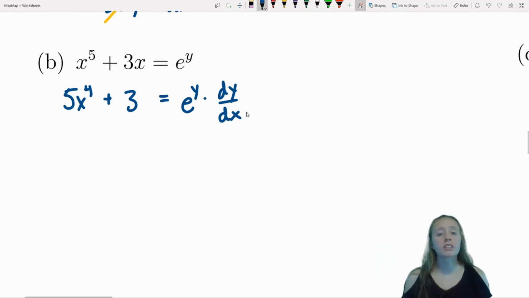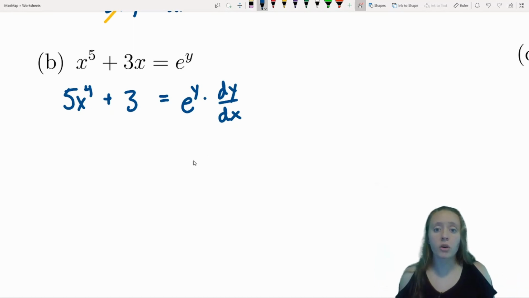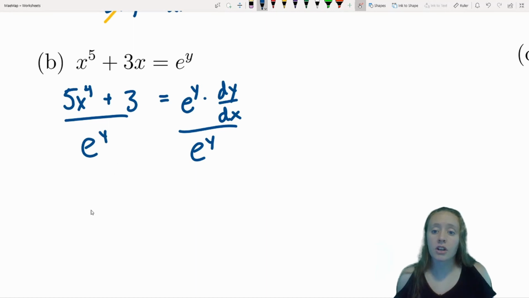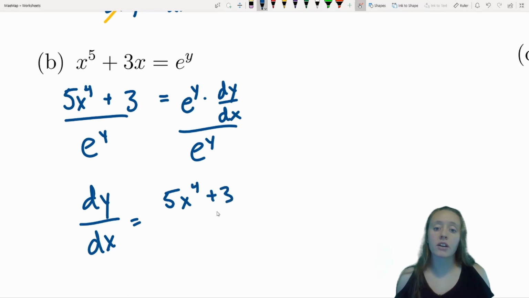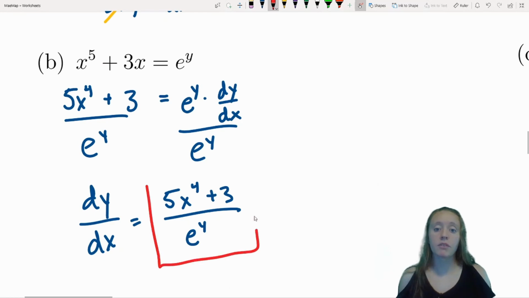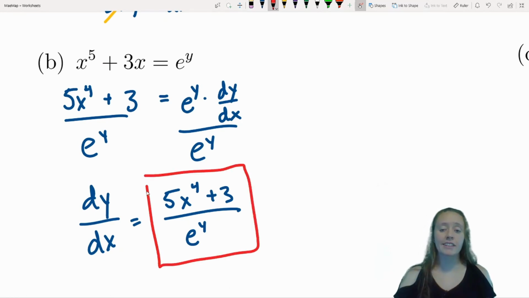And remember, what are we solving for? dy dx. I have dy dx only on one side of my equation, and it's multiplied by everything. So all I have to do is divide by e to the y to isolate it. So I'm going to have that dy dx is equal to 5x to the fourth plus 3 all over e to the y. And that's my derivative of y with respect to x.